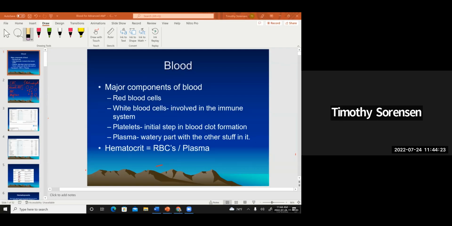And today, what I'm going to do is try to explain to you some of the major components of blood. If you took my advanced anatomy class, I explained to you that the blood is basically divided into two parts: the plasma, or the watery part of blood, and then the formed elements of the blood. And what I want to do is be a little more specific, drill down a little bit and explain some of that stuff.